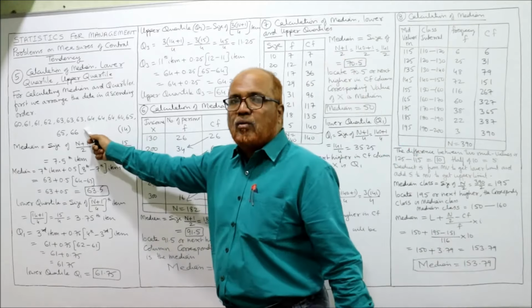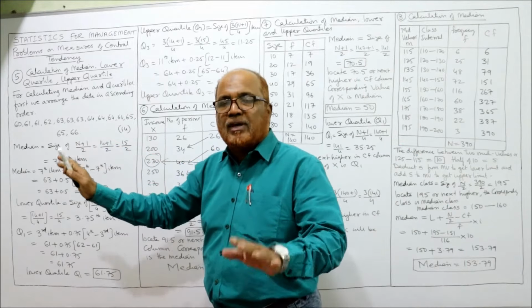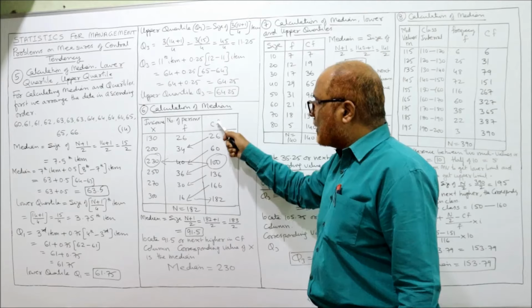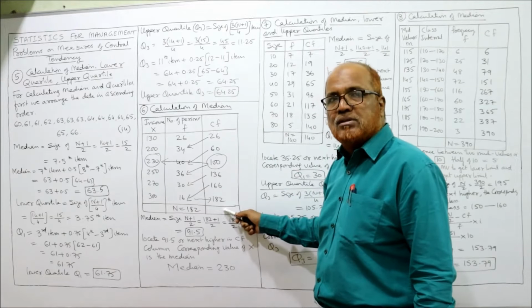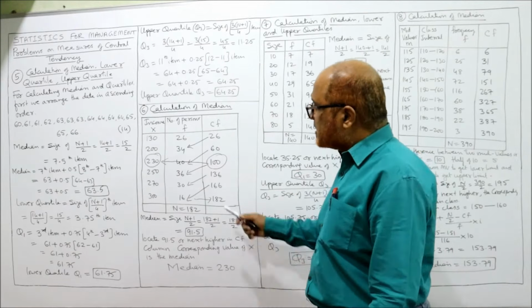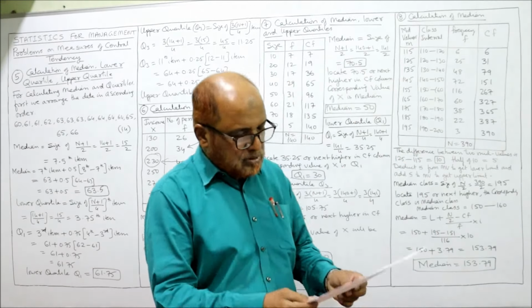We don't have frequency. That's why no CF. Here we have frequency. We have to calculate the CF, cumulative frequency. That's it. Sixth completed. Now, seventh problem you see.